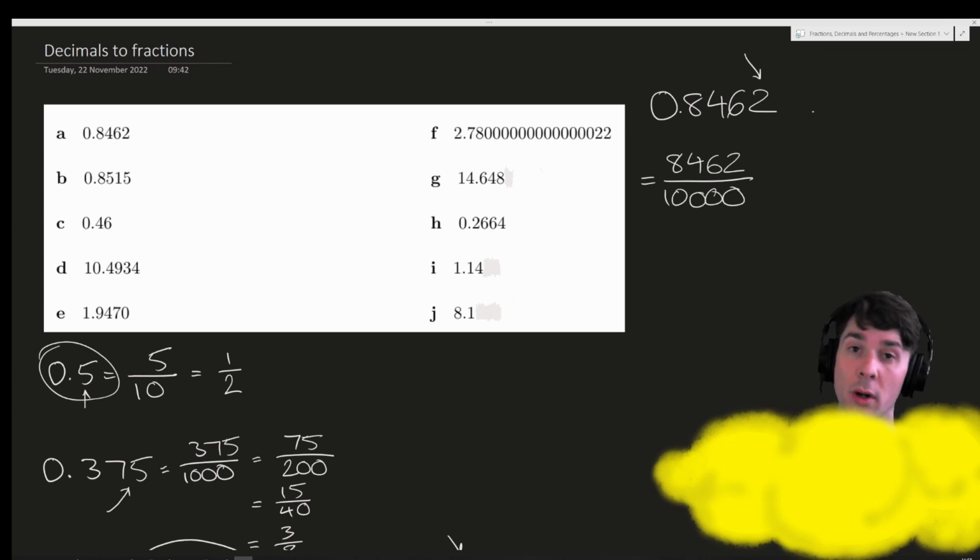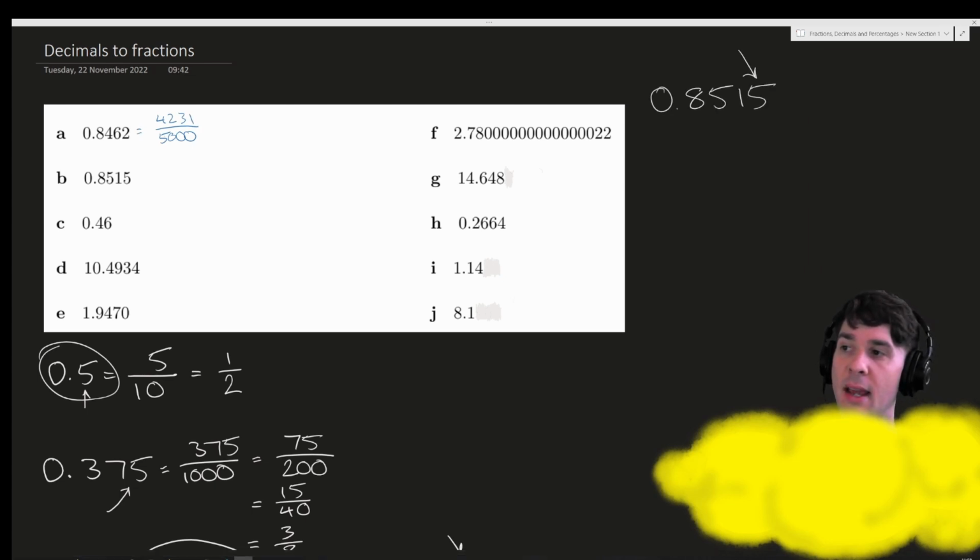Now, we're technically done, but we should simplify. I'm going to simplify by the easiest thing I can see, which is dividing by 2. So our denominator will become 5,000, and our numerator will become 4231. Now, 4,231 shares no common factors with 5,000, other than 1. So that means we're finished.